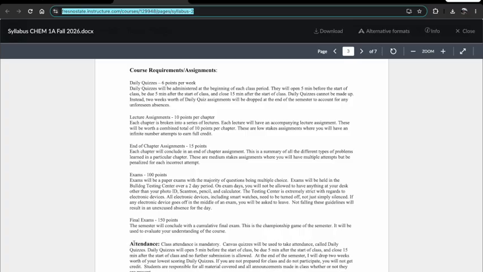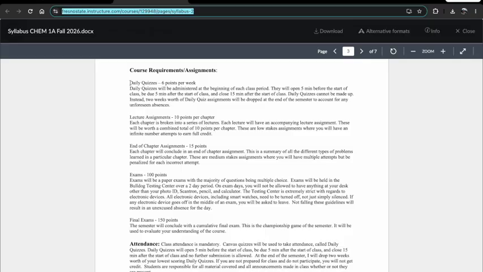Class attendance is mandatory, and I'm going to be taking attendance each class period. How I'll be doing that is at the beginning of class, there will be a daily quiz. Daily quizzes will open 5 minutes before class starts, and they'll be due 5 minutes after the start of class, and then they'll close for good 15 minutes after the start of class. These are meant to be very quick quizzes, only a few questions worth a total of 6 points per week.